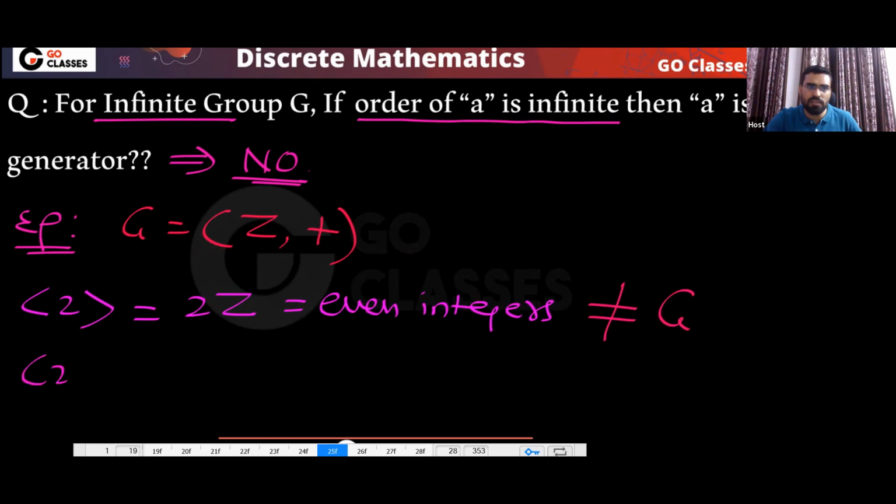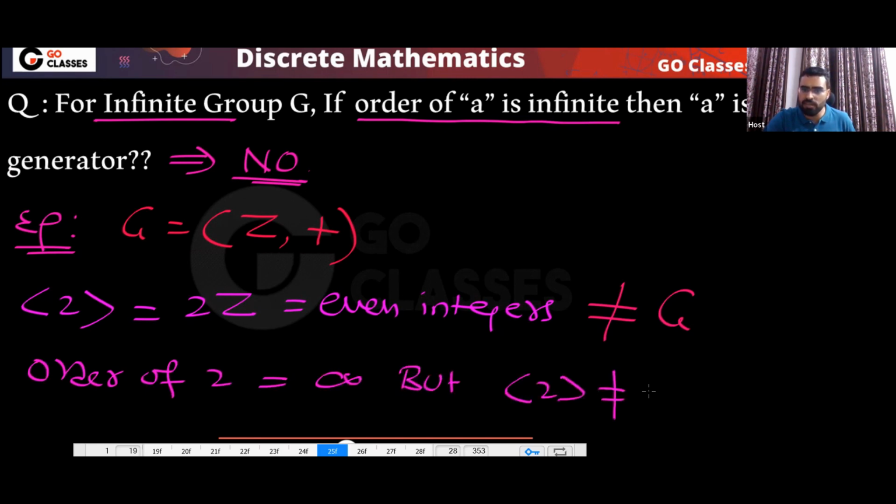So the order of 2 is infinite, but you can notice that 2 is not a generator.